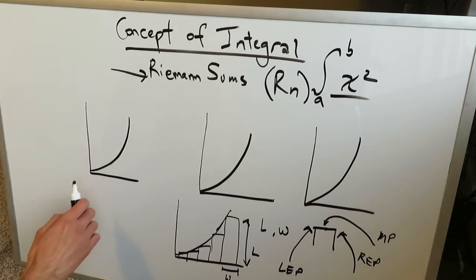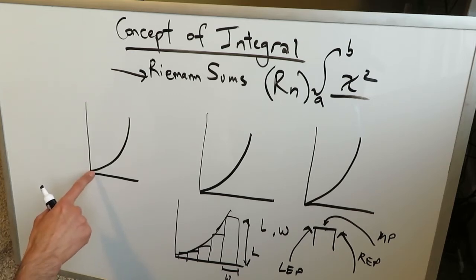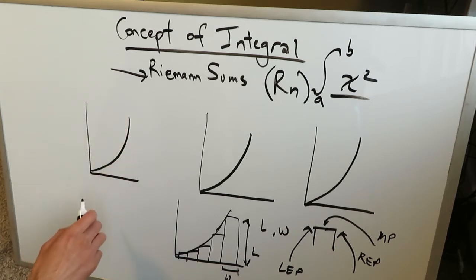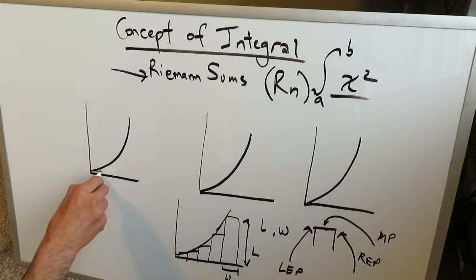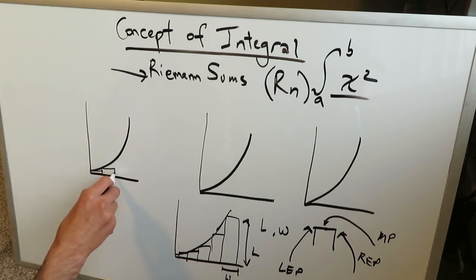But let's look at the left end point, the midpoint, and the right end point. If you're drawing rectangles using the left end point, you might not be able to see very clearly at the base, but as I come up towards the top, you'll see only the left end points must be touching the curve. The left end point of each rectangle must be the only point touching the curve.